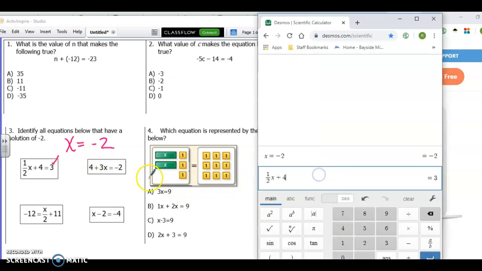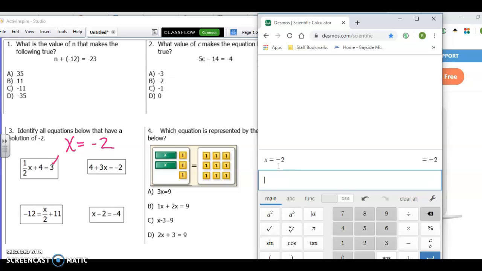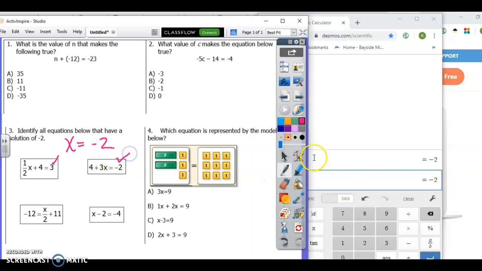So then we're going to come to the next one. So we need to change the problem part right here. So that one says 4 plus 3x. Uh-oh, it cleared everything out. So I need to have that x equals negative 2 in first. So then I have 4 plus 3x, and this says that I should get an answer of negative 2, and I do. So that means this one also has a solution of negative 2.